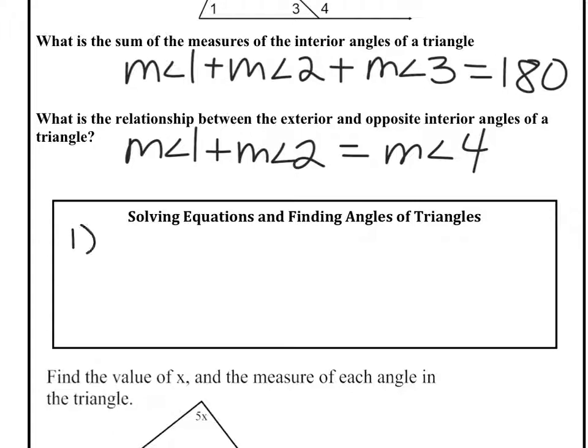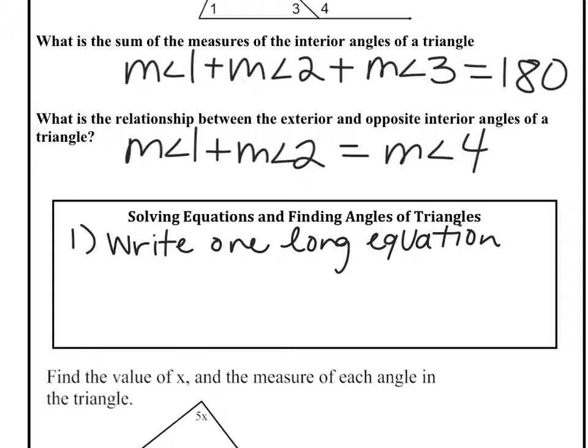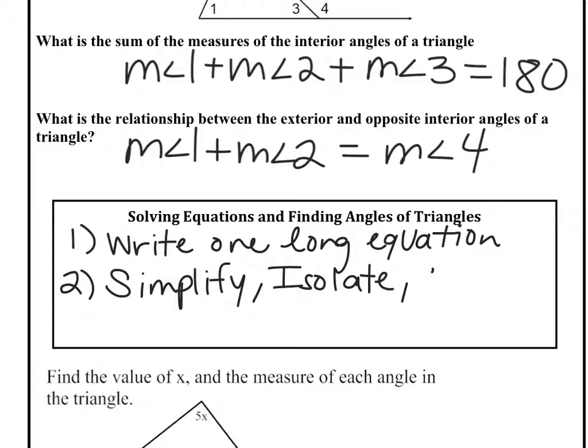You're going to write one long equation. Some of them will be shorter than others, but some of these are going to seem kind of obnoxious. I promise they're going to simplify to something that you are used to. You can solve these. I'm confident in you. And then you're probably going to combine like terms, but we're going to say simplify, isolate, solve.